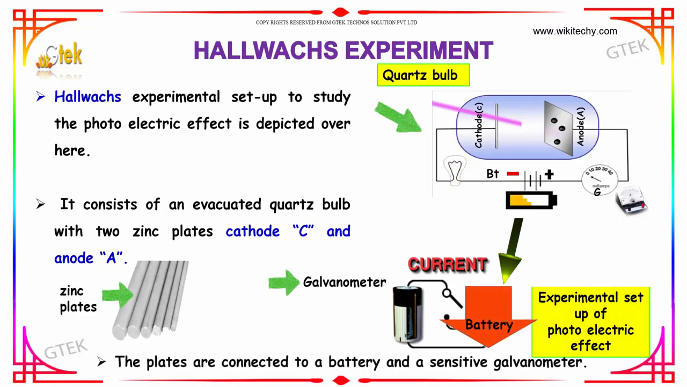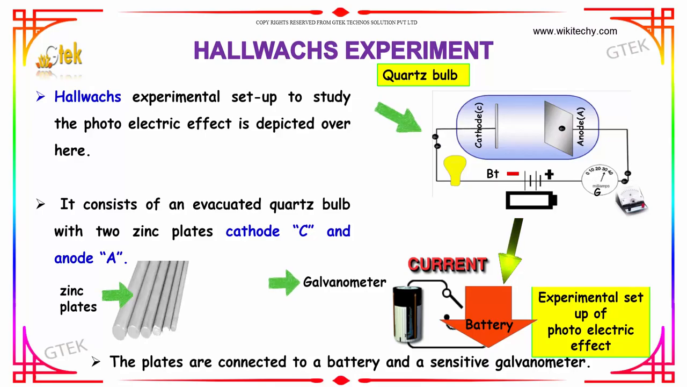That's Hallwachs' experiment. Hallwachs' experiment was set up to study the photoelectric effect. This is shown here. It consists of an evacuated quartz bulb in which two zinc plates, cathode and anode, are placed. The plates are connected to a battery and a sensitive galvanometer.